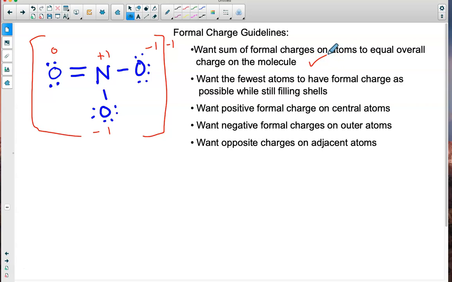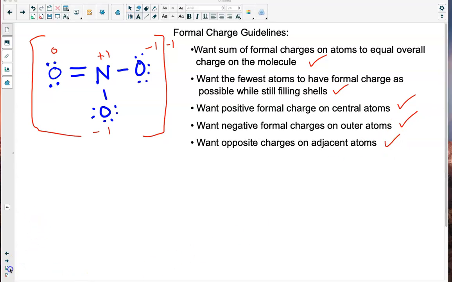We want the fewest possible atoms to have a formal charge while still filling all the shells, and we had to make double bonds, so there's not any other way we can fill the shells and get rid of formal charge, so this is the best we can do. We want positive formal charge on the central atom because it's more electropositive, negative formal charge on the outer atoms because they're more electronegative, and lastly we want opposite charges on the adjacent atoms.